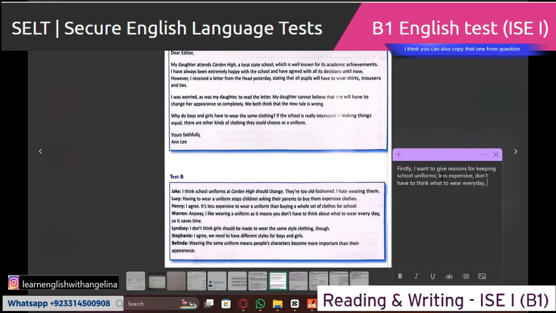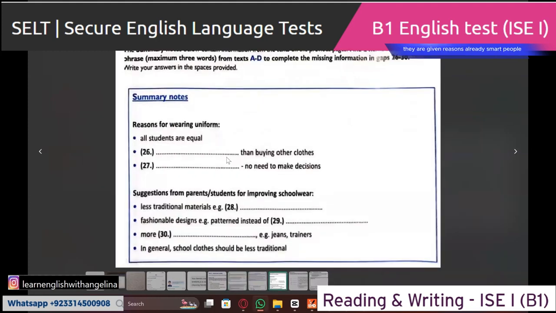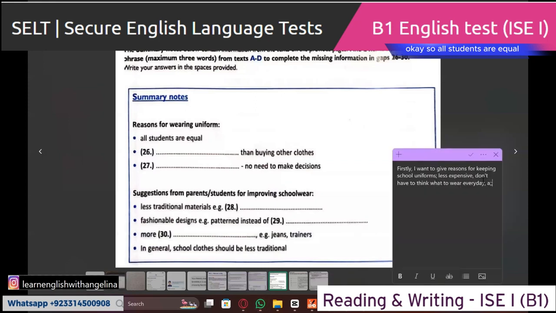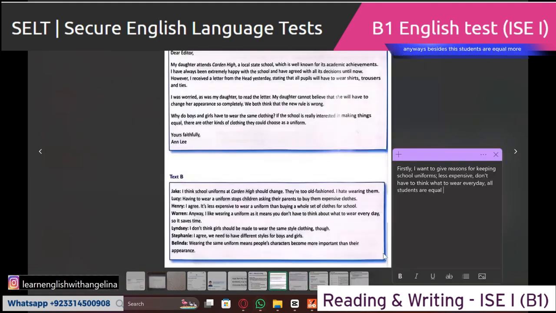I think you can also copy from the question, that everyone is the same or equal. Here, they have given reasons already. Smart people, please copy from here. All students are equal. That's also a reason. You can also copy from here: saves time, no need to make decisions. You can copy this information as well, whatever you decide. Besides this, students are equal.